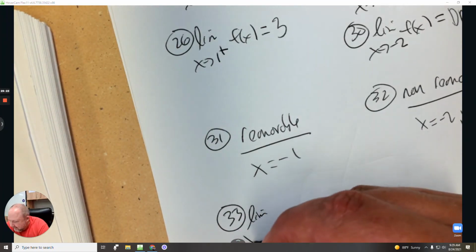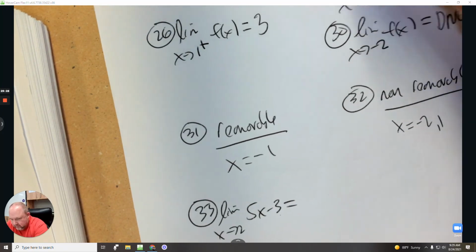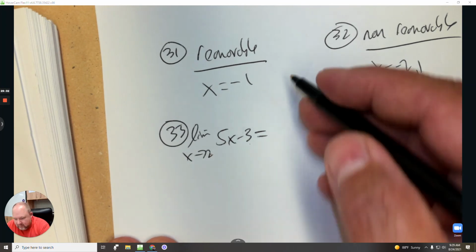The limit as x approaches 2 of 5x subtract 3. Step 1 is just to evaluate. And if you get an answer, it's done. So plug 2 in and you get the answer 7.